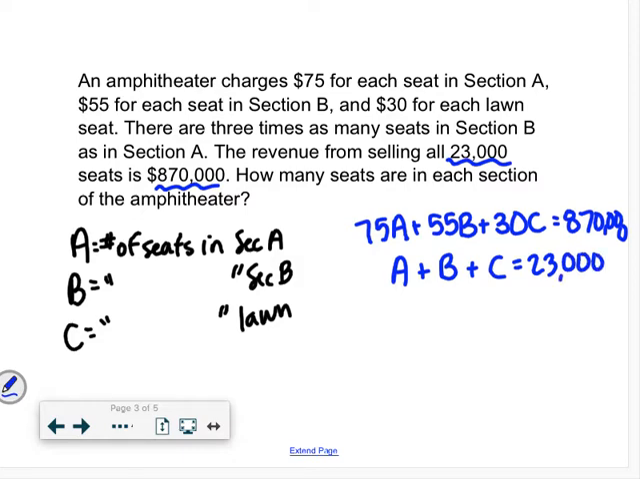Now, the last and probably the most challenging equation to write correctly is the one for this statement right here. There are 3 times as many seats in section B as there are in section A. And as I move around the room, I see 2 equations. Okay, so hang on. I see 3B equals A, and I see 3A equals B. Aiden, were you going to give me one of those? Yeah, I was gonna say 3B equals A. 3B equals A. And what's your reasoning?